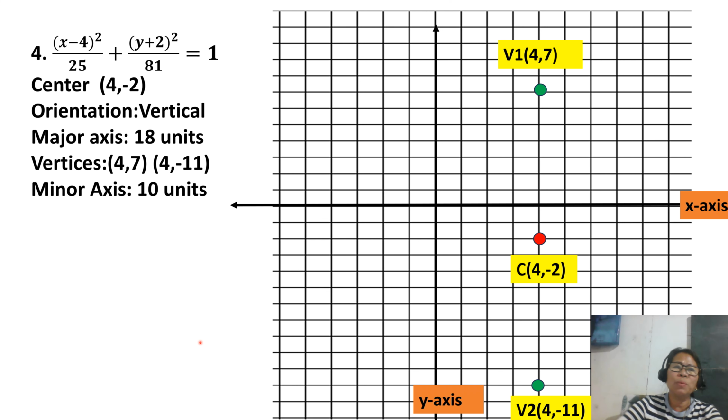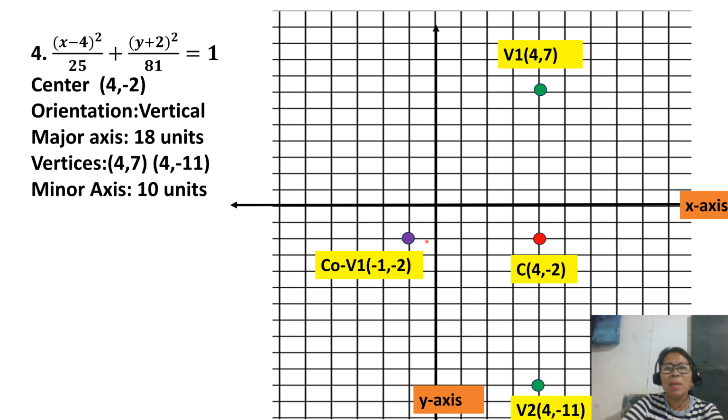The minor axis will be 10 units because the square root of 25 is 5, times 2, so 10 units is our entire minor axis length, and that will be horizontal. So that will be counting 5 units to the right and 5 units to the left. So 1, 2, 3, 4, 5, and that will be (−1, −2), and our co-vertex 2 will be 1, 2, 3, 4, 5, and that will be (9, −2).